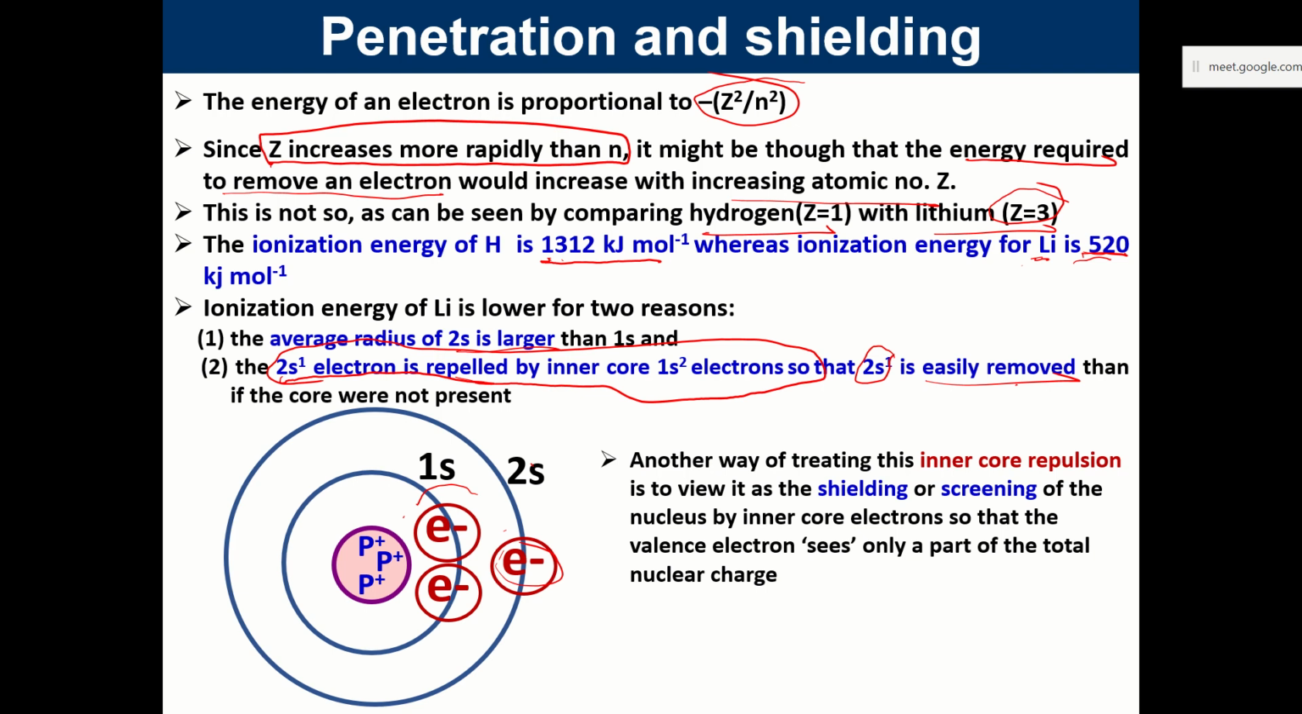The inner core electrons repel the outer ones, and because of that, the valence electron that we were considering is now able to see only a part of the total nuclear charge.